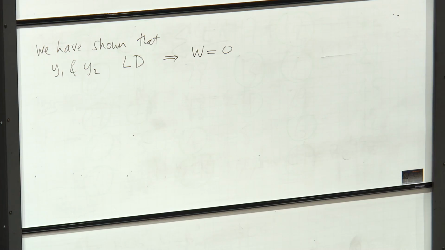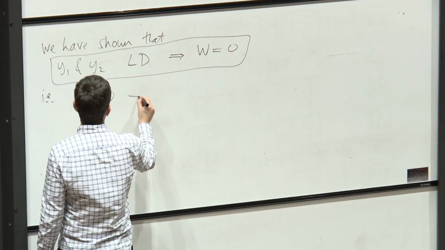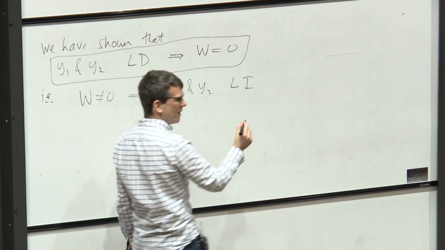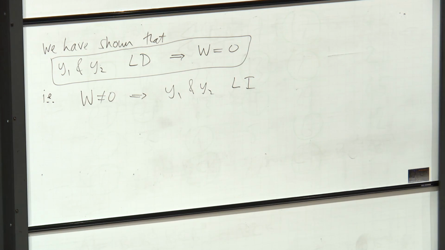And we can also use the contrapositive of that. I hope this isn't going to upset anyone again. So if W is not zero, then y1 and y2 must be linearly independent. And again, I'll use LI for that. Is that clear? That's sort of turning the previous implication on its head.